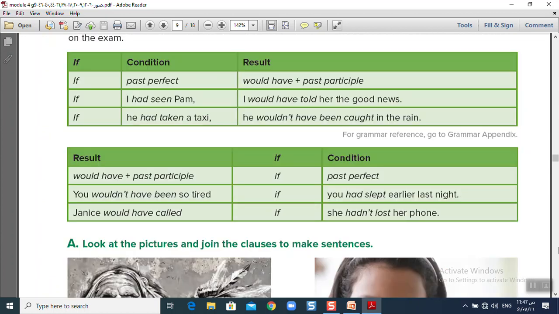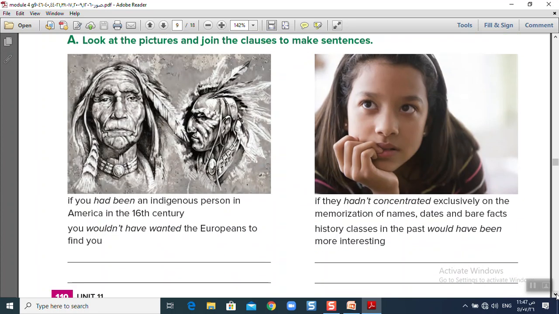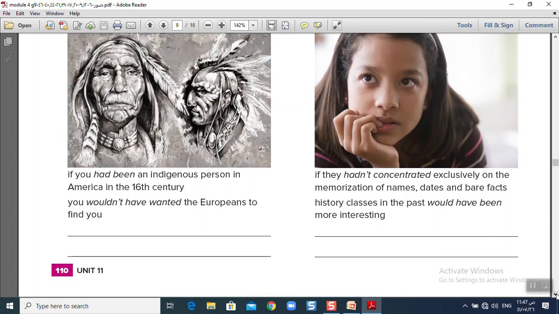The form: if condition, past perfect. If I had seen Pam, I would have told her. Okay, and the usage. Look at these two sentences. If you had been an indigenous person in America in the 16th century, you wouldn't have wanted the Europeans to find you. Of course, if they found you, they would have killed you.